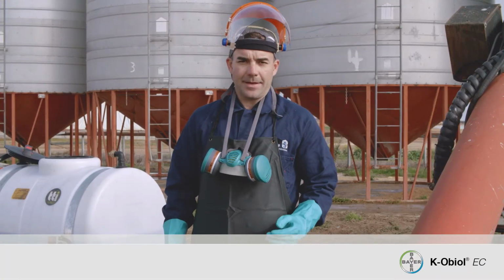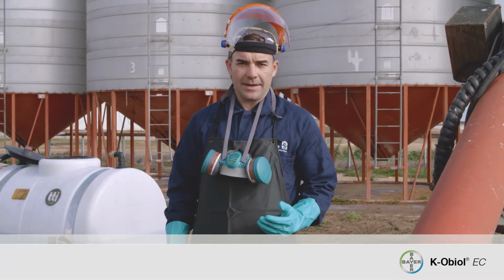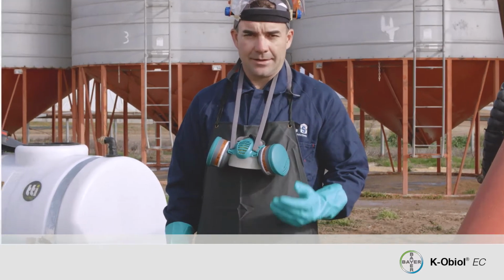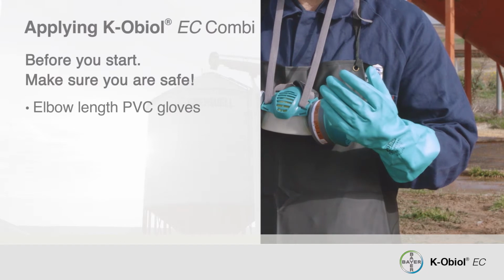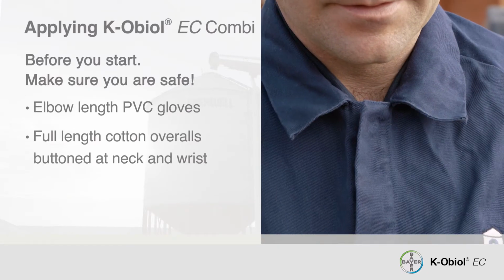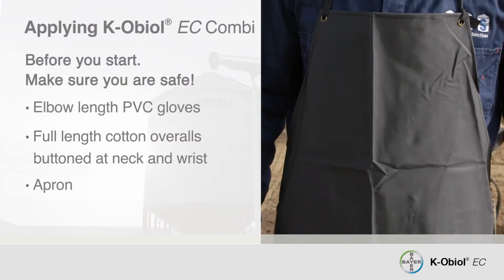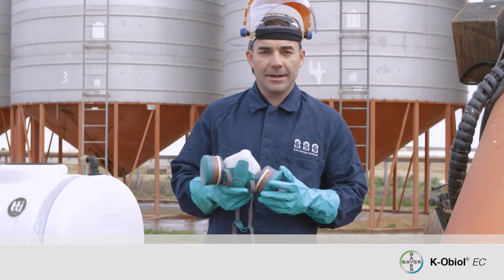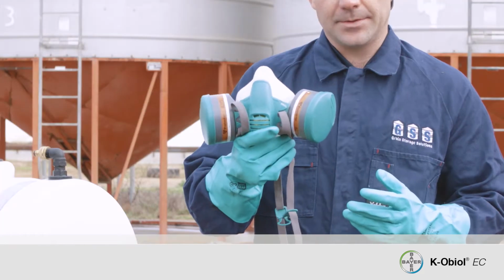As when dealing with any farm chemicals, it's important to get the right safety gear set up before you start. For K-Obiol, you'll need elbow length PVC gloves, full length cotton overalls buttoned at the neck and the wrist, apron, goggles or face shield to protect you from splashes to the skin. Depending on the mixing partner, you may also need a chemical respirator.